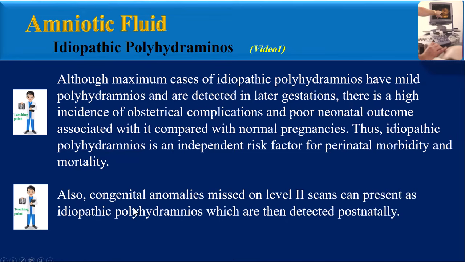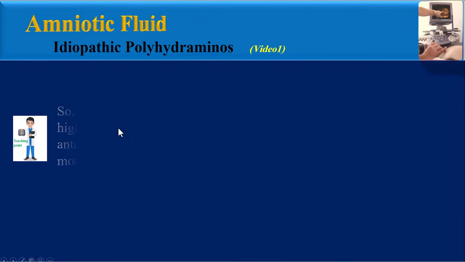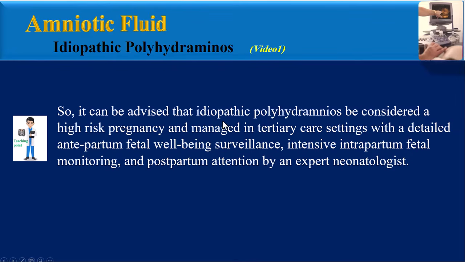Also, congenital anomalies missed on level 2 scans can present as idiopathic polyhydramnios, which are then detected postnatally. So, it can be advised that idiopathic polyhydramnios be considered a high-risk pregnancy and managed in tertiary care settings with a detailed antepartum fetal well-being surveillance, intensive intrapartum fetal monitoring, and postpartum attention by an expert neonatologist.